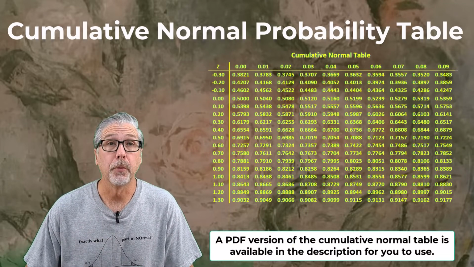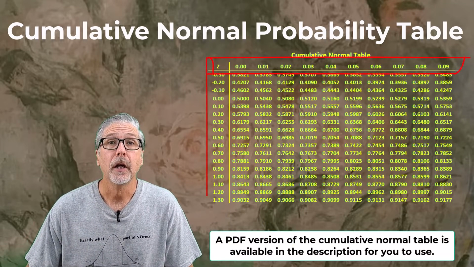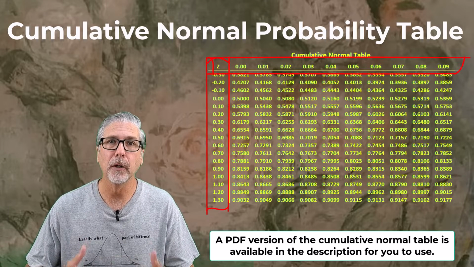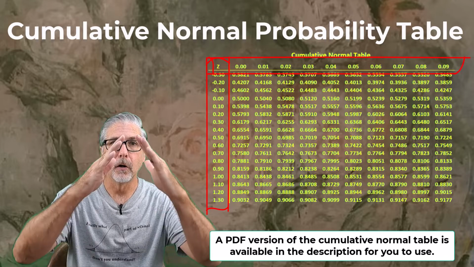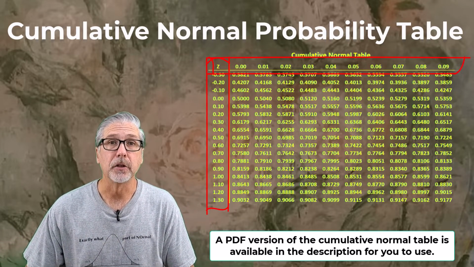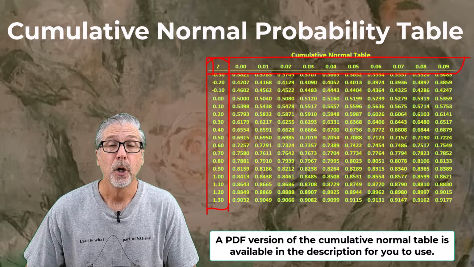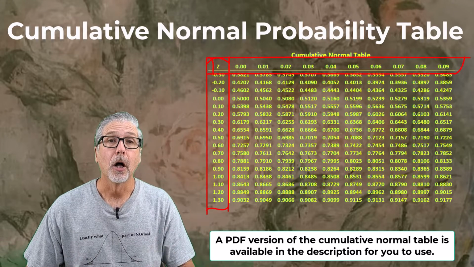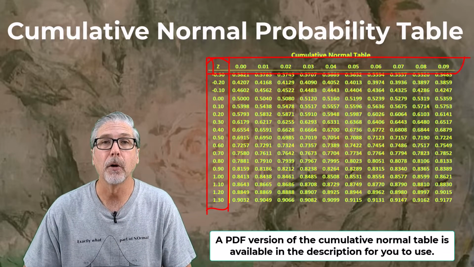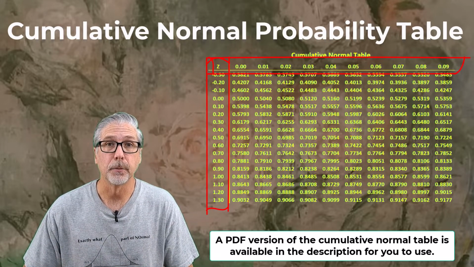The table has two main parts. The outside row and first column of the table provide the z value. These are points in the distribution that fall on the x-axis underneath the curve. Notice how the z values are given to two decimal places. We find the first decimal place along the left-hand column in the table, and then we go across that top row to find the second decimal place.